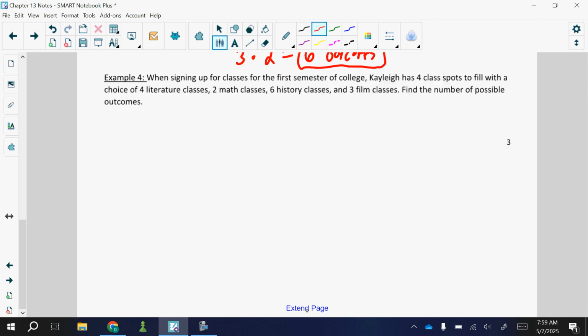So when signing up for classes for the first semester of college, Kaylee has 4 class spots to fill with a choice of 4 literature classes, 2 math classes, 6 history classes, and 3 film classes. Find the total number of possible outcomes. Okay, so this one's also a good example on when making a list or a tree diagram would be pretty hectic. It would take up a lot of space. So the multiplication rule or the fundamental counting principle is very useful here. It's going to make our work a lot quicker.